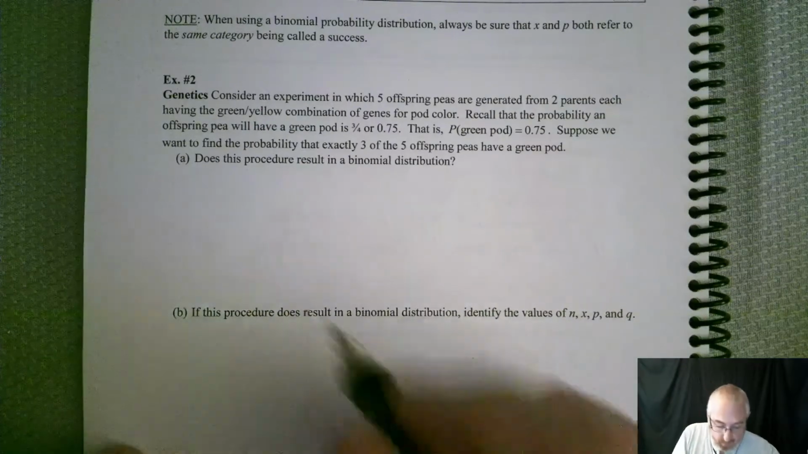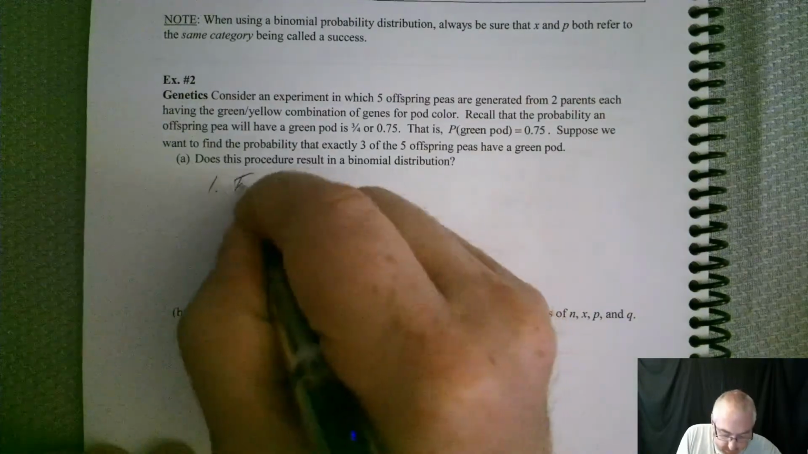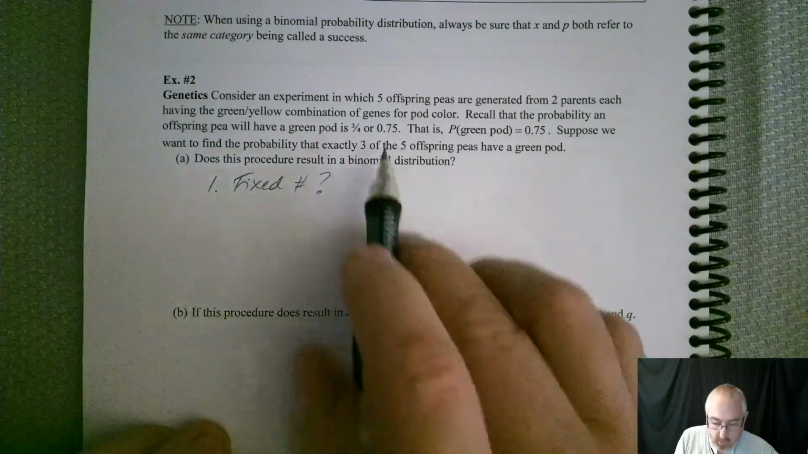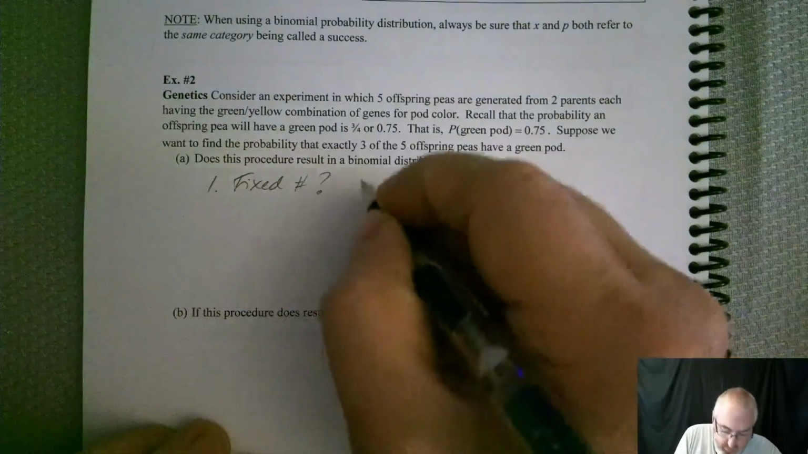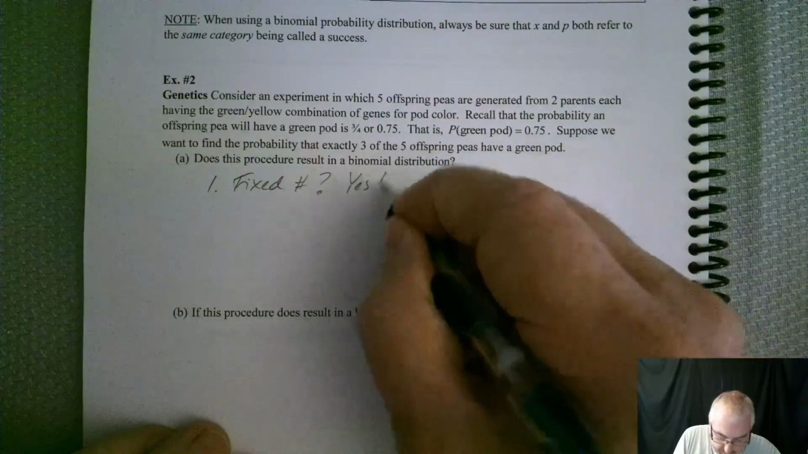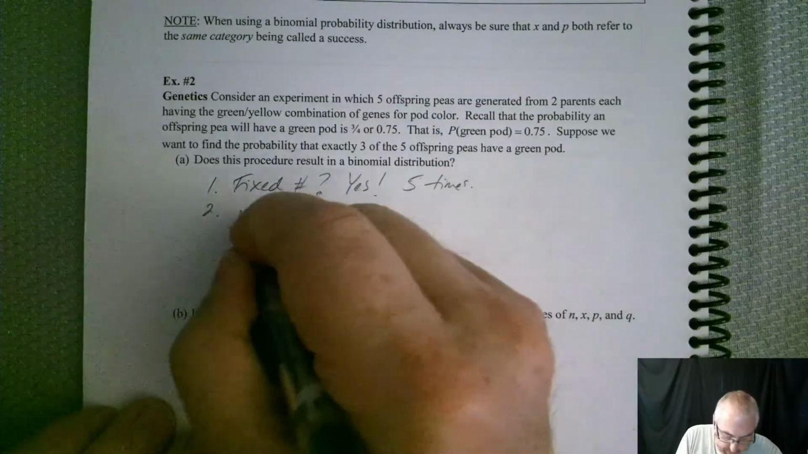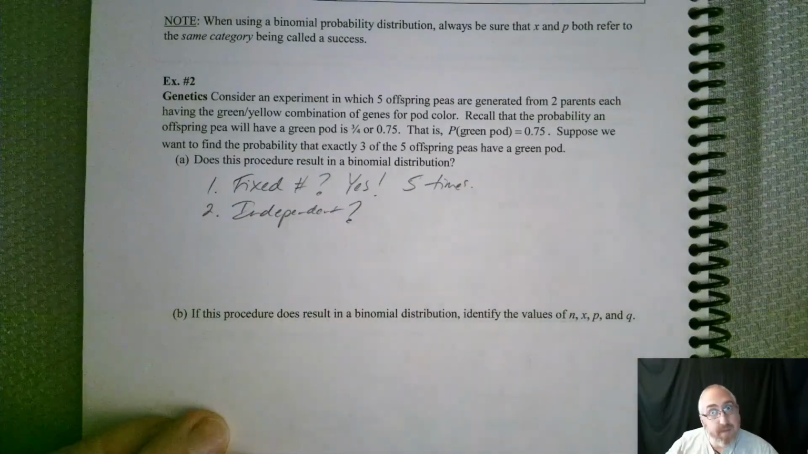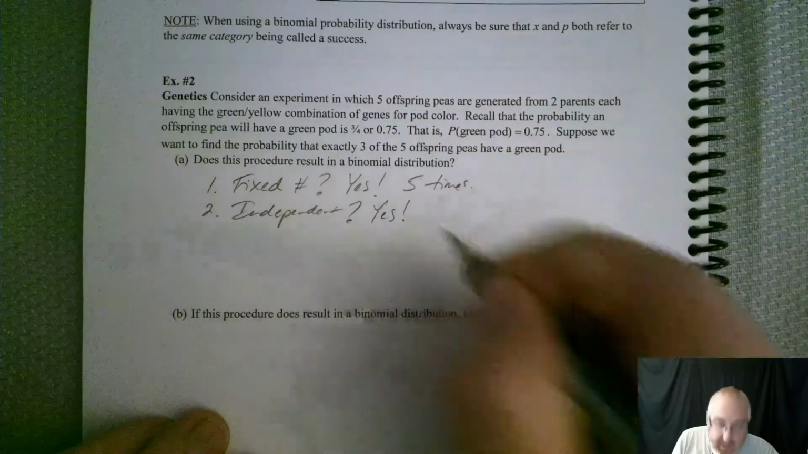Well, we've got to do our 4-step check. So what was the first one? We've got a fixed number of trials, right? So is there a fixed number of trials? Well, we're looking at 5 offspring peas from parents. So we're doing it 5 times. So that's a yes. 2. Are the trials independent? So does the outcome from one trial influence or impact another trial? No, that's not going to be the case. So yes, they are independent.